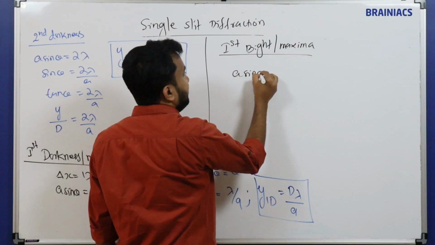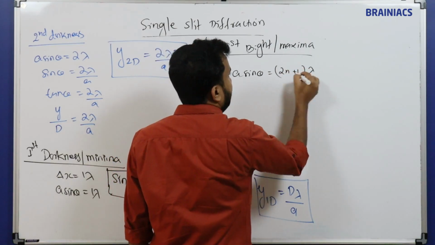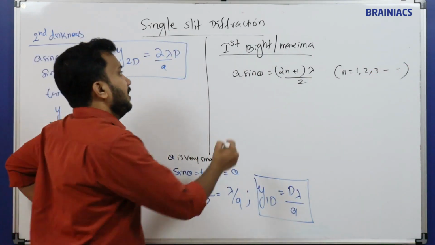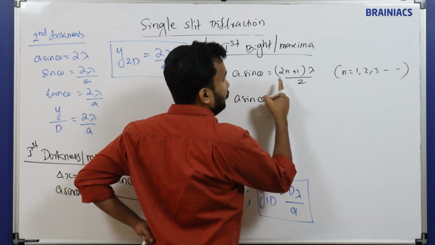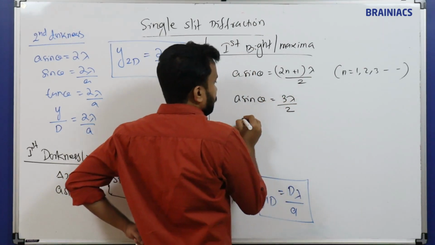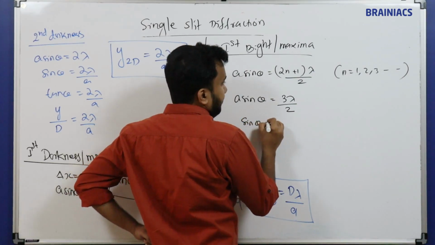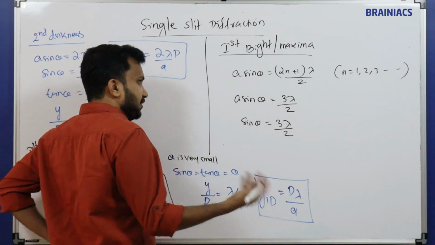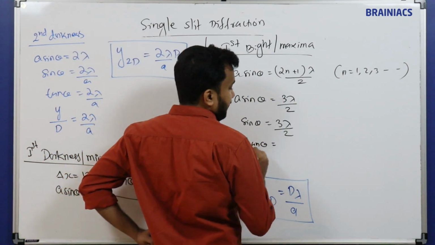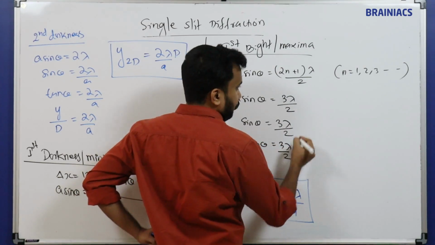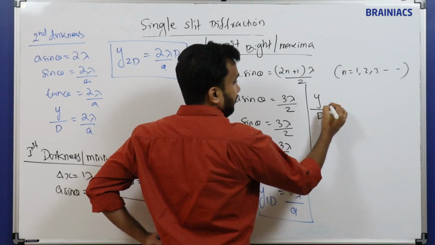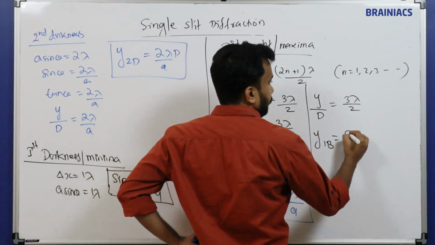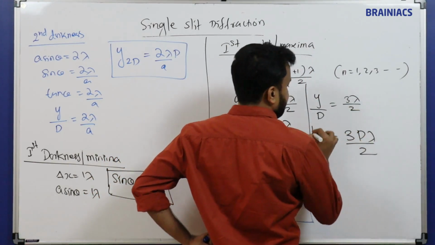So path difference A sin theta equal to 2n plus 1 into lambda by 2. N starts from 1, 2, 3 etc. So n equal to 1 on first condition. So A sin theta equal to 2 plus 1, 3 lambda by 2. So I told sin theta will be equal to 3 lambda by a, and I told you that sin theta is approximately equal to theta, and which is equal to tan theta. So tan theta will be equal to 3 lambda by 2a. Continuing, so y by D will be equal to 3 lambda by 2a, and first bright y1b equal to 3D lambda by 2a. This is the first bright.